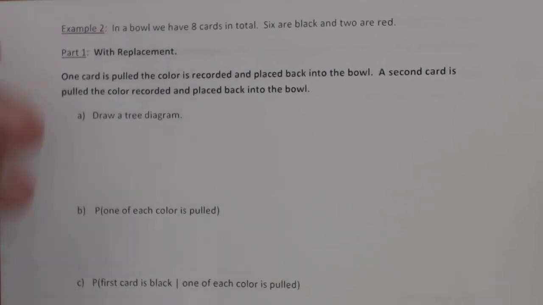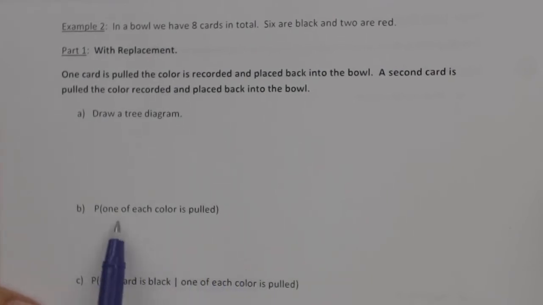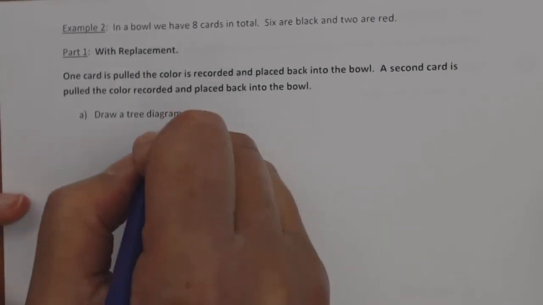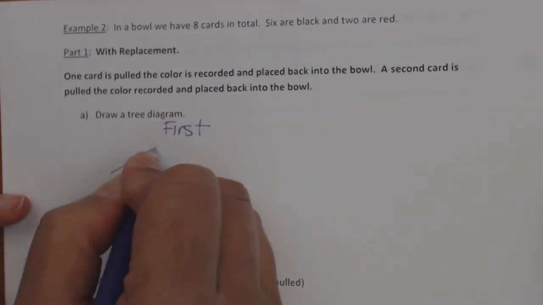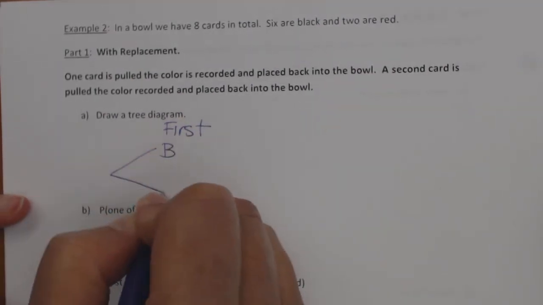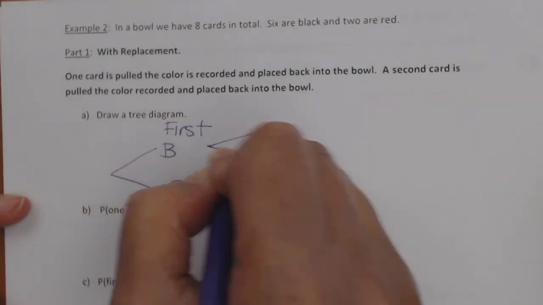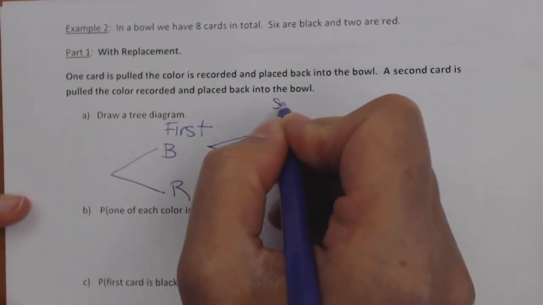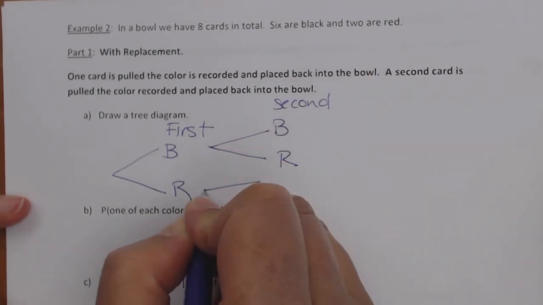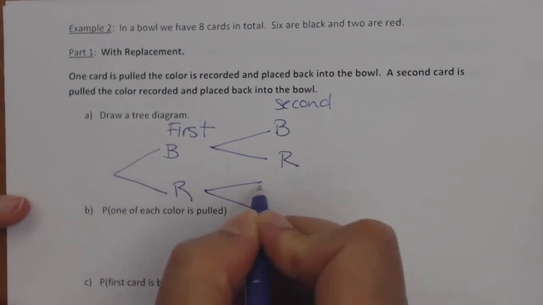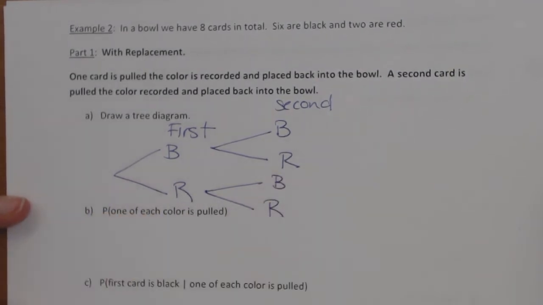Let's draw a tree diagram. Let's look to see what we're going to need to do it on. One of each color. First card is black, given one of each color. So what we're looking for is this. We're going to set it up. We're going to have our first pull of the card, and it either could be black or it can be red. And then from there, if I pull a black card, I'm going to do the second card. And the second card either is going to be black or red. If I pulled a red card here, then my second card could either be black or red. So that's just setting up the skeleton of the tree diagram.